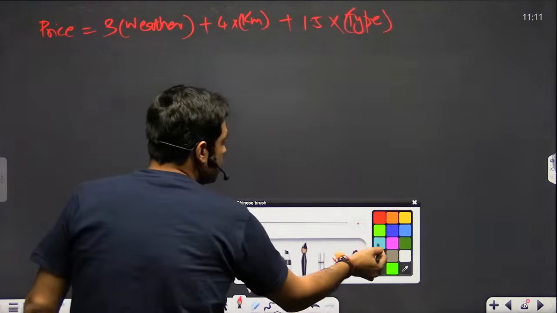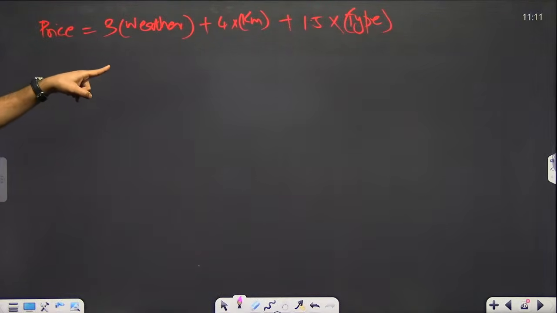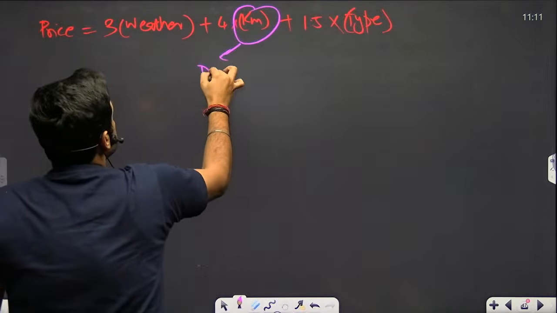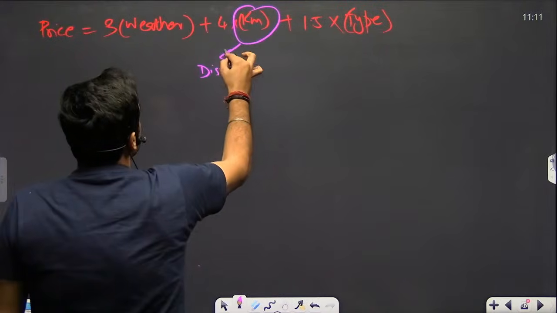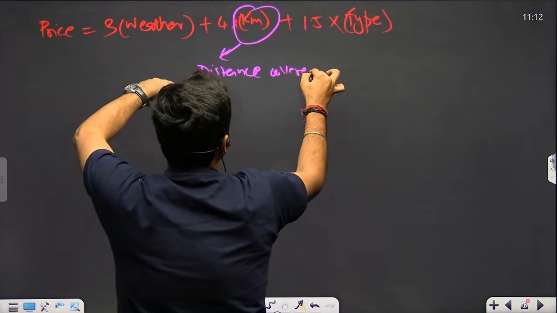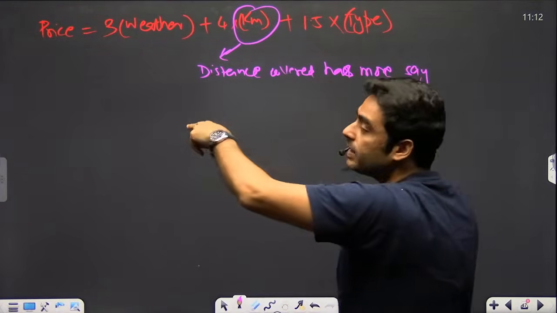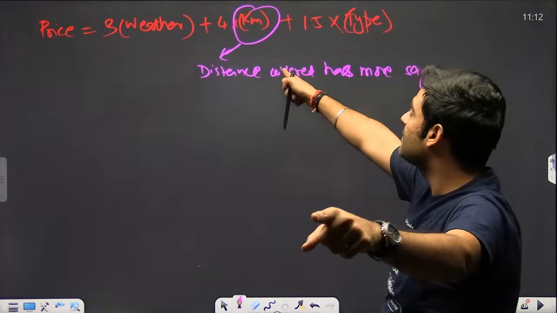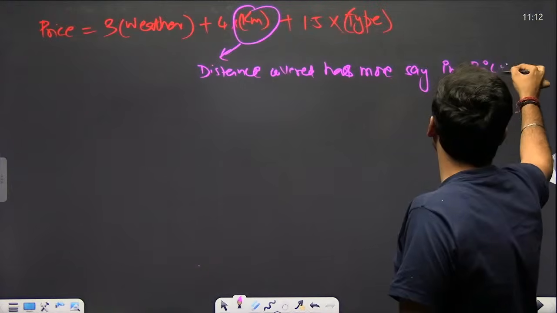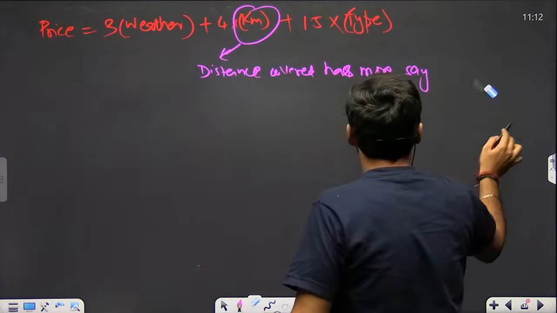Now which variable has more say? This distance covered has more say in this linear regression model. It is important while calculating the price. So distance covered has more say while calculating the price of the ride.